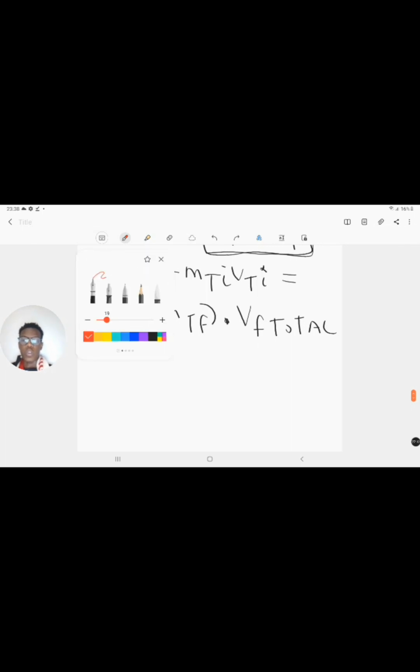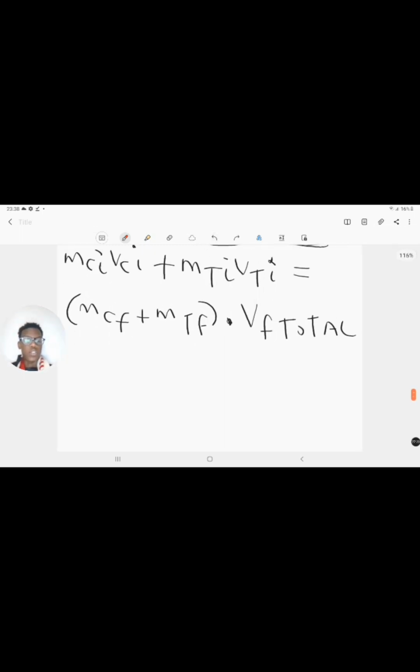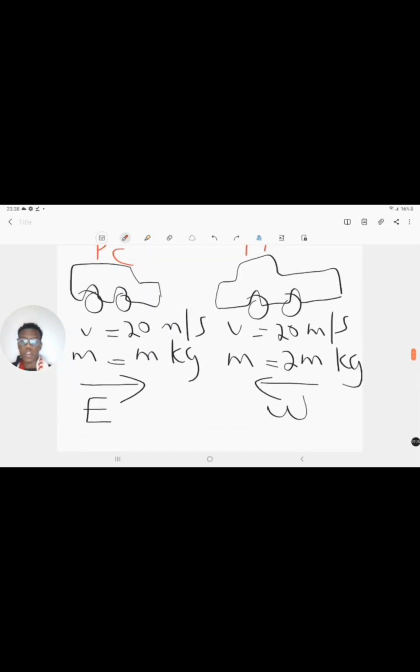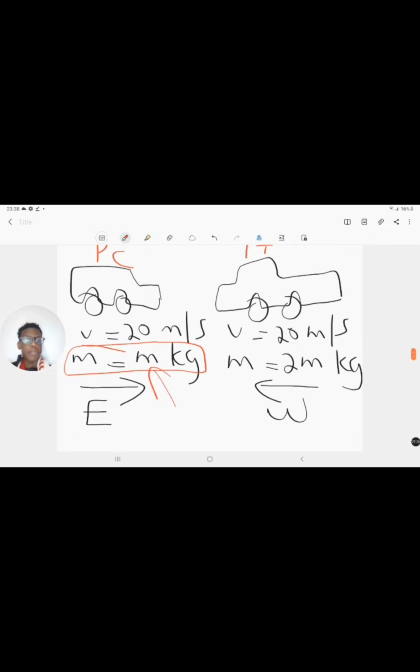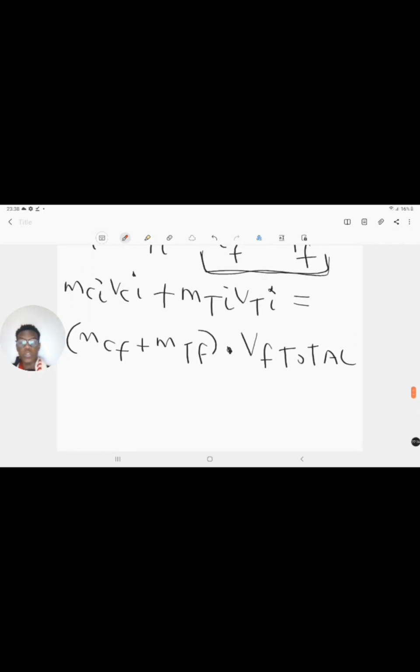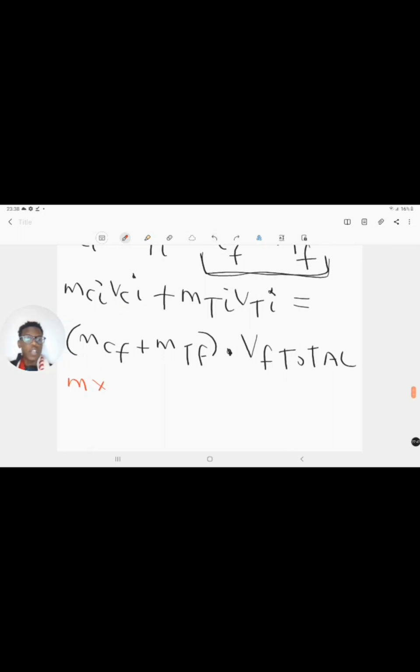So we're going to start off with mCi, the mass of the car before the collision. What is the mass of the car before the collision? Let's go back to our diagram that we drew up here and see. We didn't get an actual number, it's just m kilograms. So that's what we're going to substitute, because that's what we've been given. Then we're going to say times, what is vCi? The velocity of the car initially.